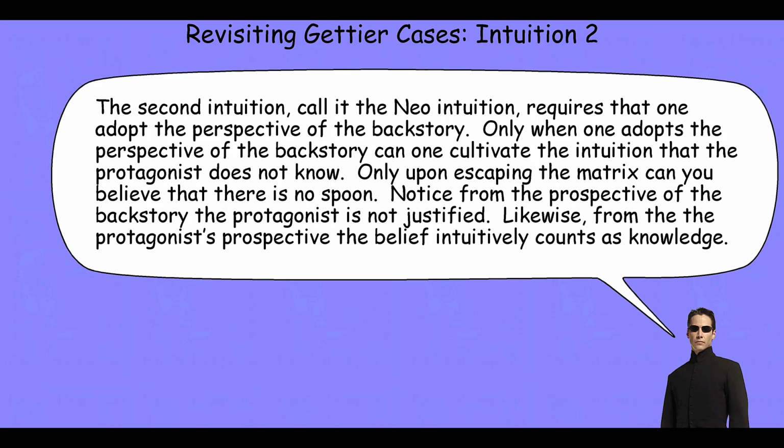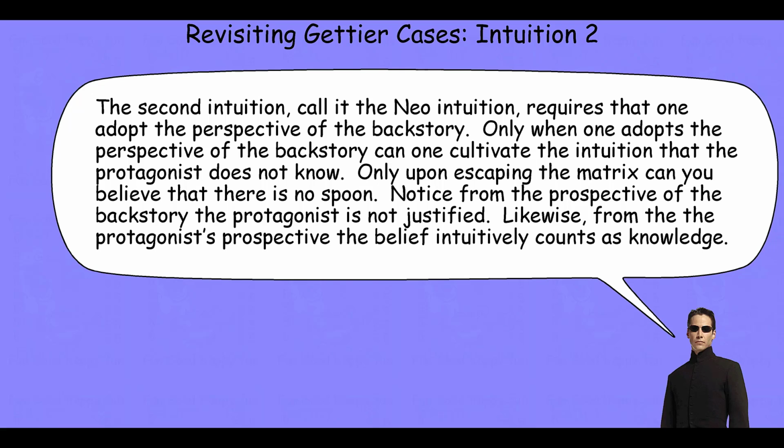The second intuition, let's call it the Neo intuition, requires that one adopt the perspective of the backstory. That is, one generates an intuition about whether or not Smith knows by taking into account the defects in Smith's evidence. Only when one adopts the perspective of the backstory can one cultivate the intuition that the protagonist does not know in these Gettier vignettes. Only by escaping the matrix can you believe that there is no spoon.